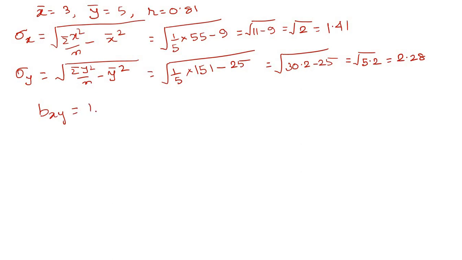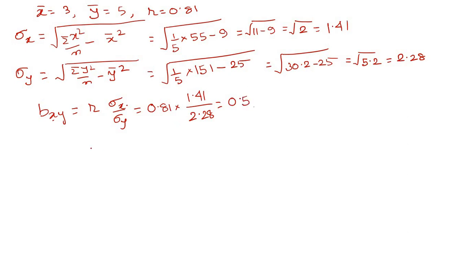Bxy is equal to r sigma x by sigma y. Remember the formula bxy: sigma x comes at the top, equal to r. R is 0.81, into sigma x is 1.41, and sigma y is 2.28. So just replace all these values, and then you get this as 0.5.